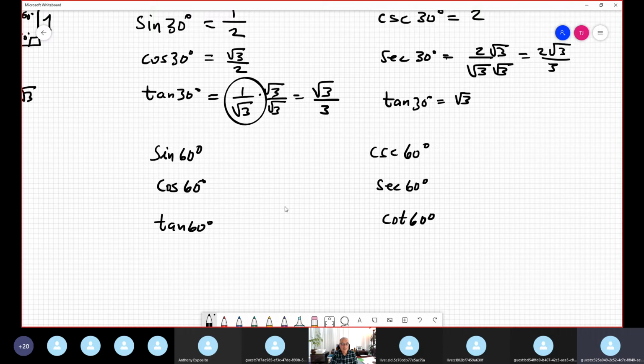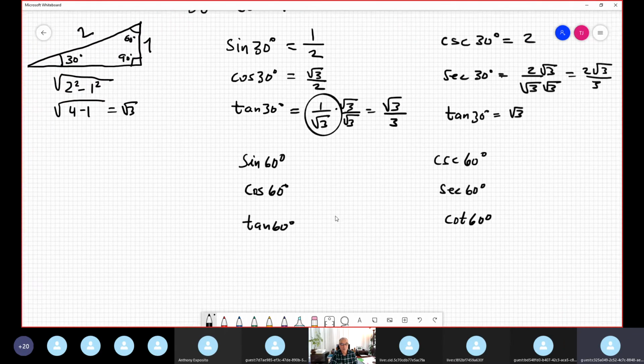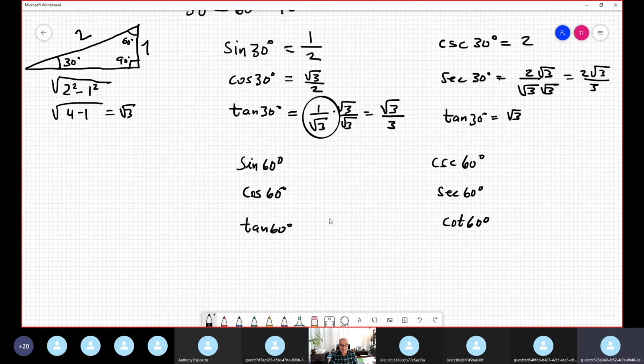Okay, 60 degrees is the complementary angle of 30 degrees. Therefore, sine 60 is equal to cosine 30 degrees. It's radical 3 over 2. You only copy this guy and paste here because they are complementary. Make sense? Likewise, cosine 60 degrees is 1/2. You copy this guy and paste here.